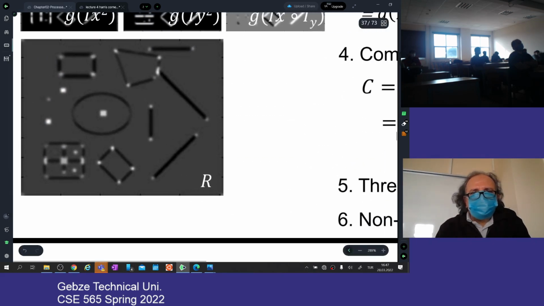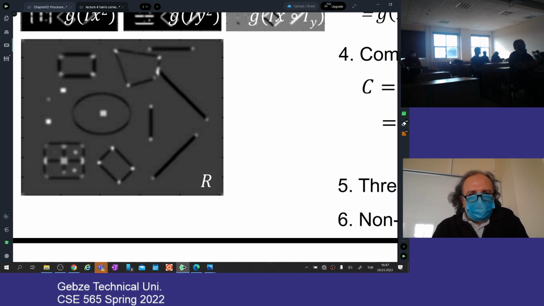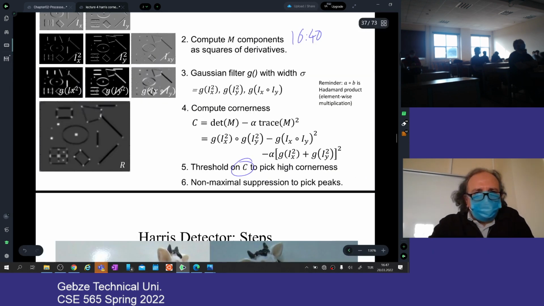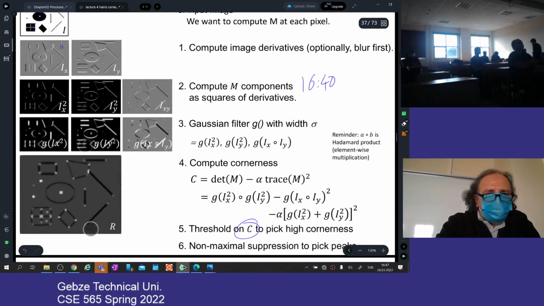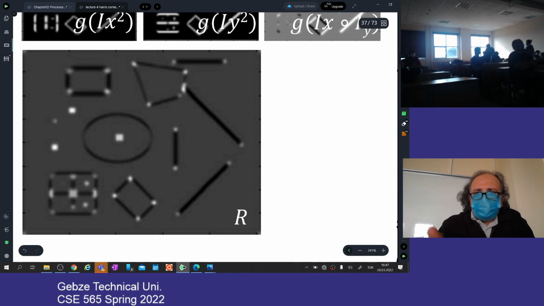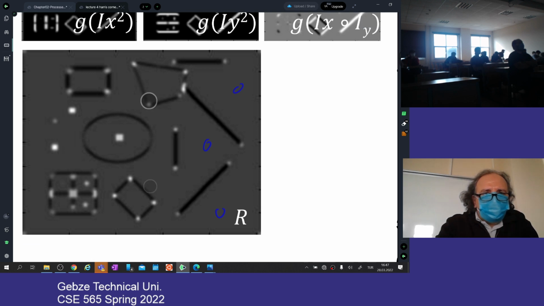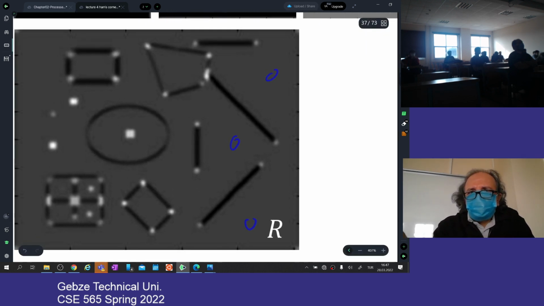So this is what we get. Remember C: if C is less than 0, it means it's an edge. If it is sufficiently greater than 0, it's a corner. Okay, let's look at this one. Around here, these are all zeros because I represent them with 128. And the corners are here, you see the corners? Corner, corner, corner, because at these positions are the corners.